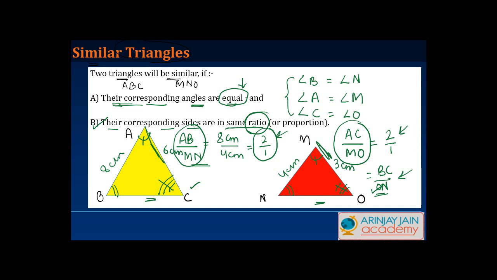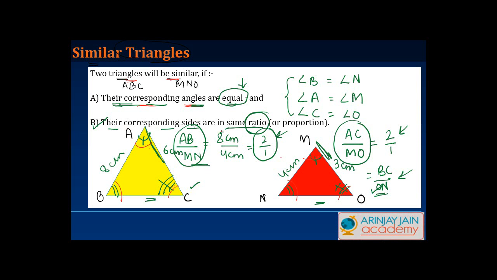Just to recapitulate, what are the two conditions? The two conditions are that two triangles will be similar if their corresponding angles are equal. Angle B equals N, A equals M, C equals O, corresponding. It's not that B should be equal to M, A should be equal to N, and vice versa. No, the corresponding angles have to be equal.